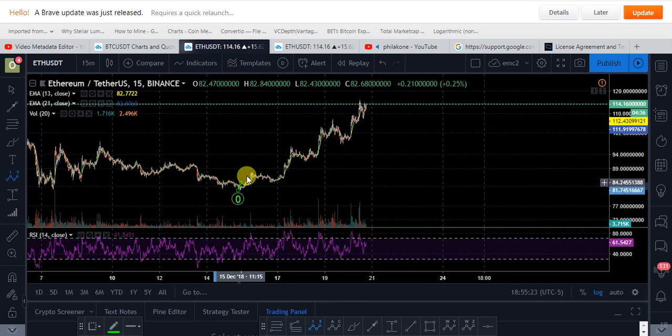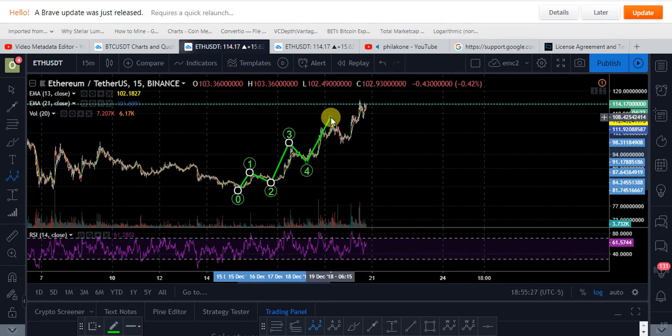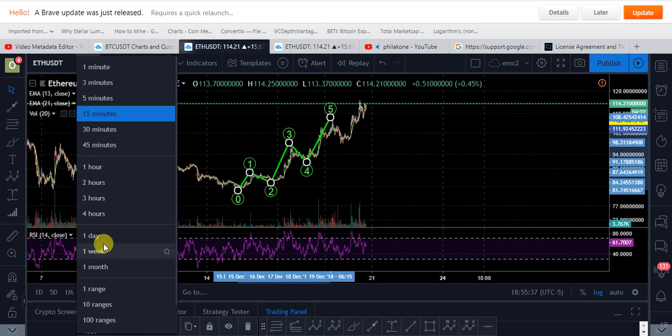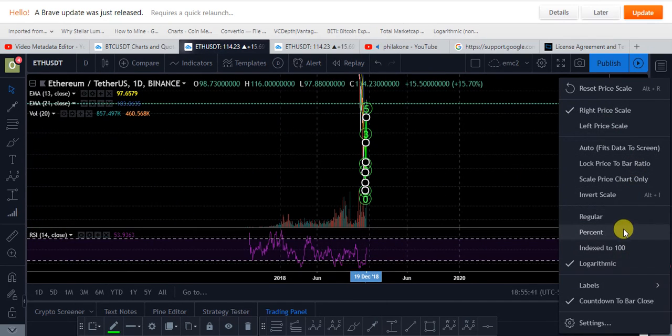So you got 1, 2, 3, 4, 5 right here. And this is the most aggressive way of counting this 15-minute chart, because the market is on a bull run. Basically, if you take a look at the daily, Ethereum is almost 30% up the last couple of days, since this week.